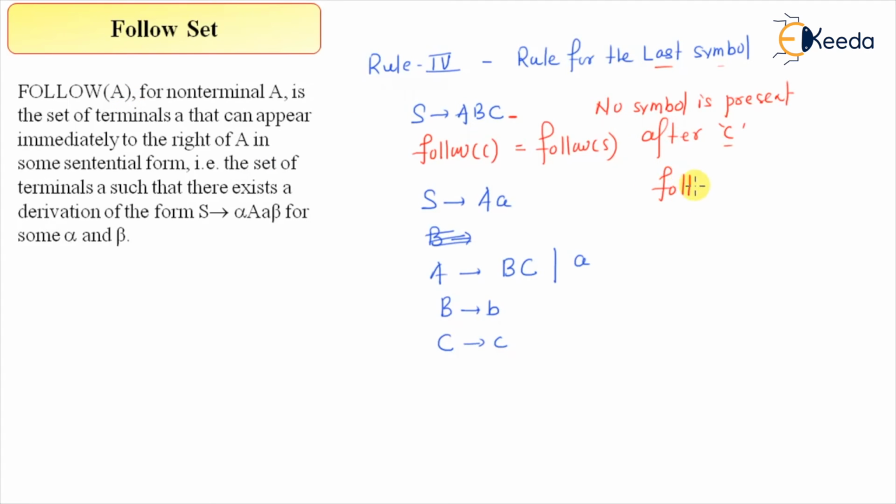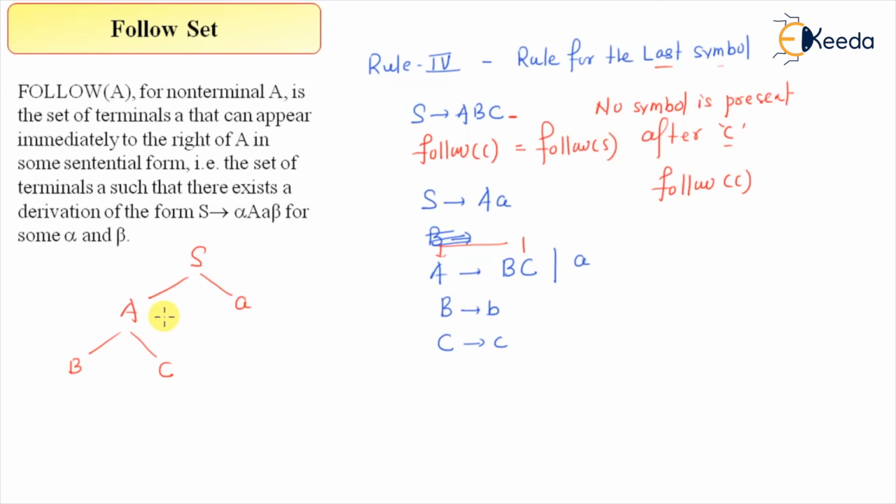So what does the rule say? The Follow of capital C will be Follow of capital A. That is the rule. Why is it so? Now look at this tree. Here S derives capital A followed by small a. Now you are going to expand A to derive B and C.